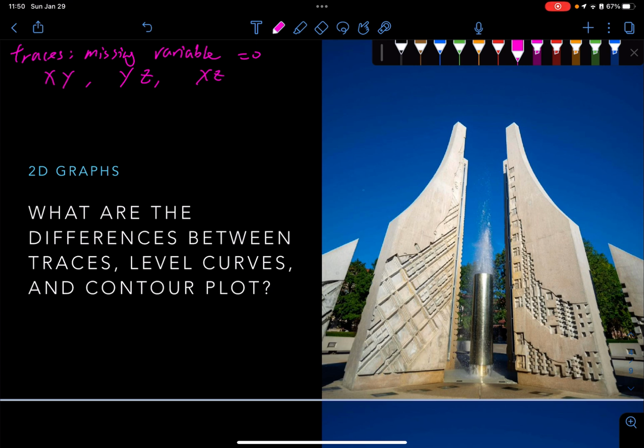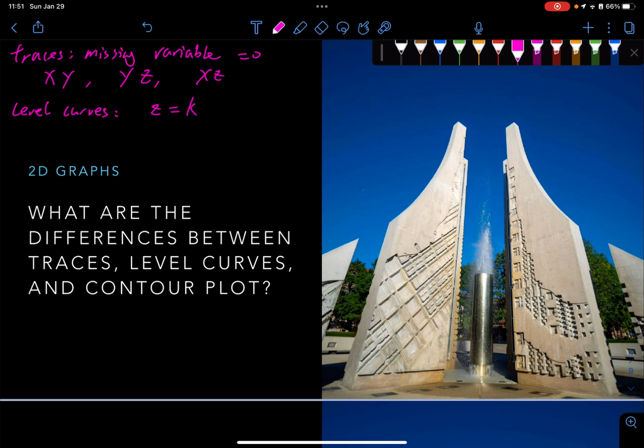So x, y trace, z equals 0, y, z trace, x equals 0. And level curves are different. Level curves mostly refer to the traces on the xy plane, but instead of z equals 0, z equals k. It's an arbitrary constant, and you can set this k to whatever value you want, and then with different k values, usually we'll get different shapes of curves.